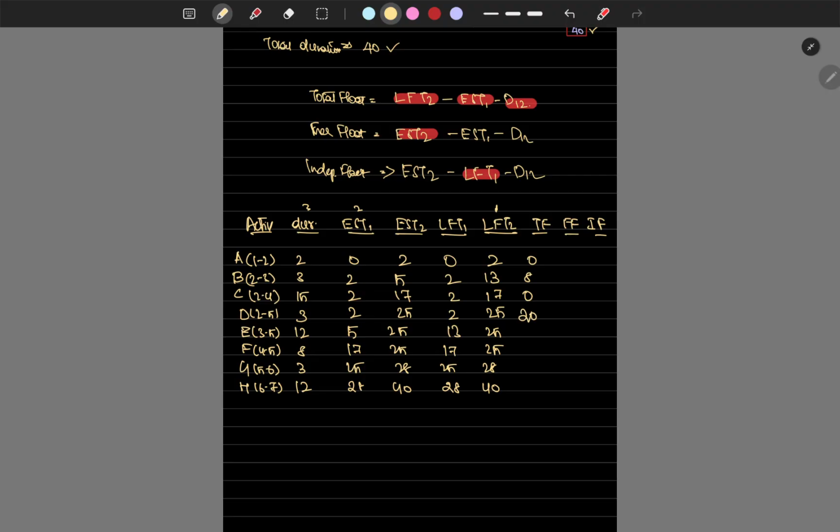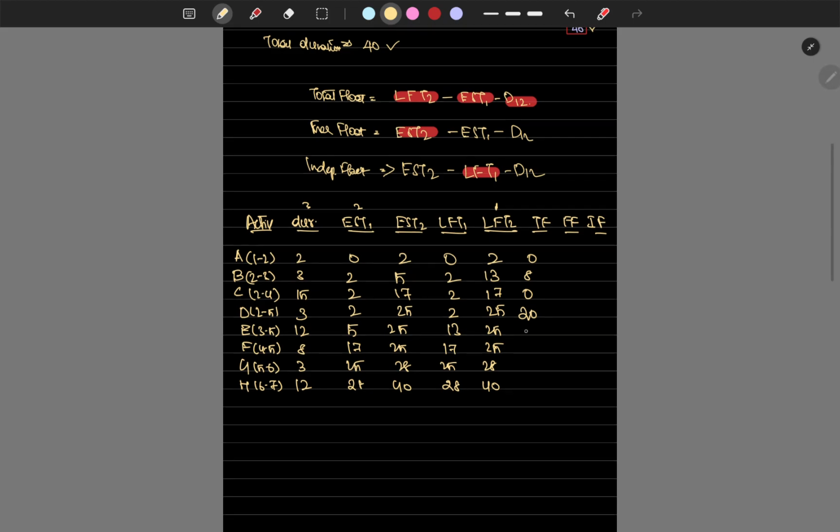Then 25 minus 5 minus 12, which is 8. Then 25 minus 17 minus 8, which is 0. Then 28 minus 25 minus 3, which is 0. Then 40 minus 28 minus 12, which is 0. Okay, so we found the total float.